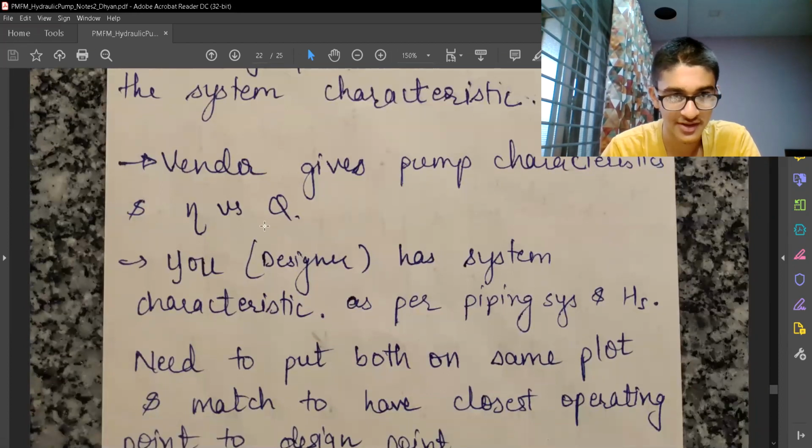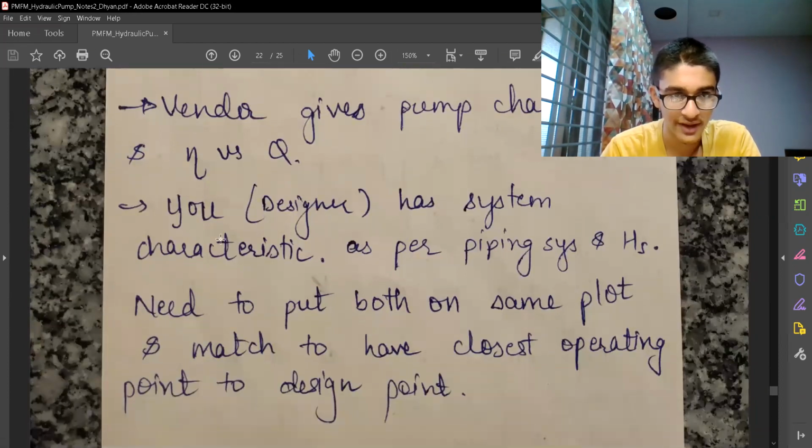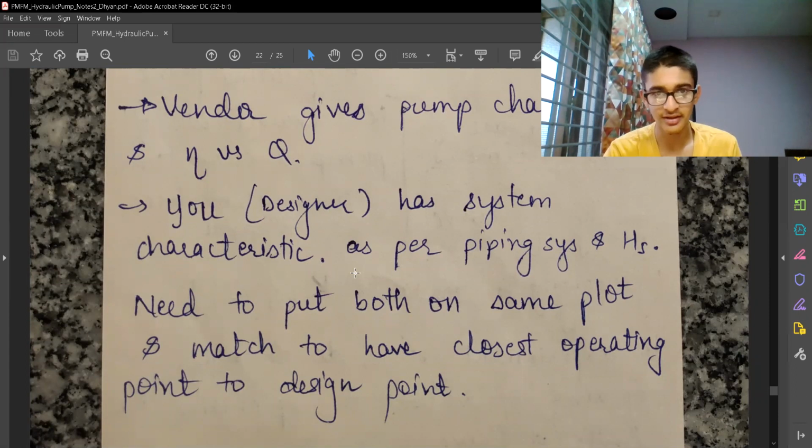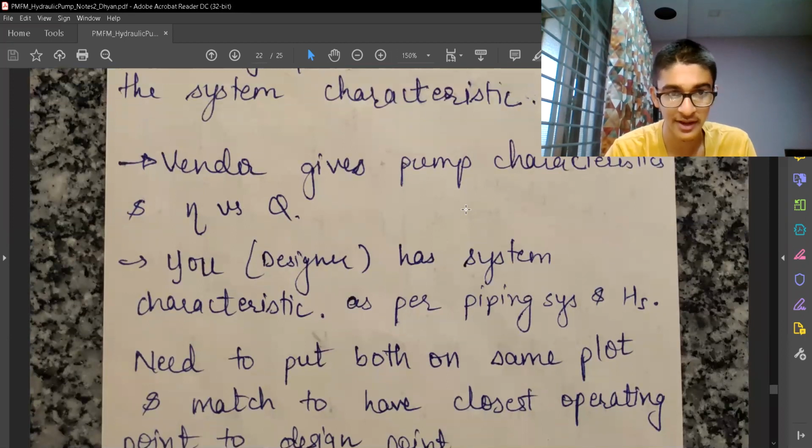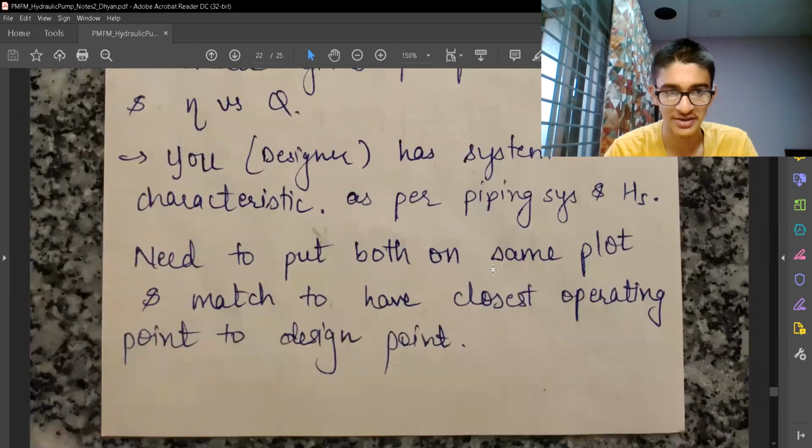And what does the vendor give? The vendor gives the pump characteristic H versus Q. And we are the designer. So the designer has the system characteristics. So we go and we take the system characteristic with us to go and buy the pump. The vendor gives us the pump characteristic. We match them and we determine which is going to be the best.